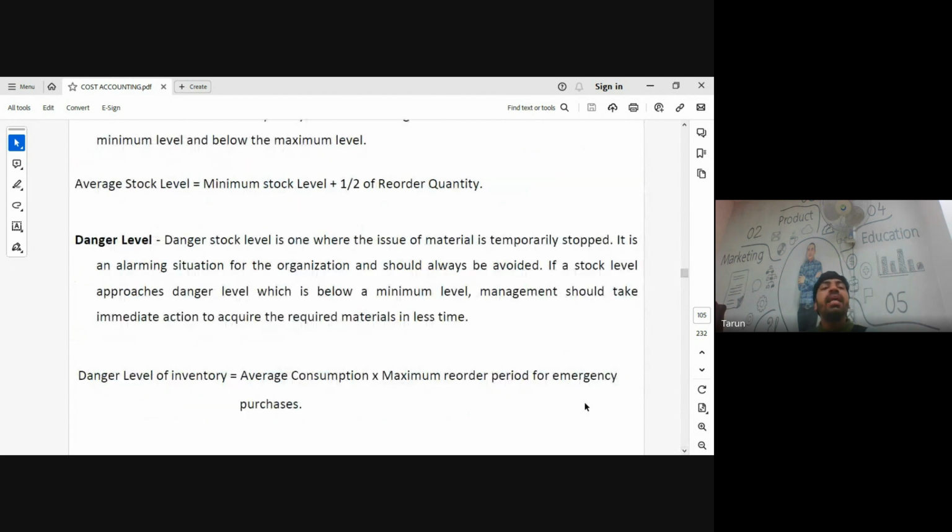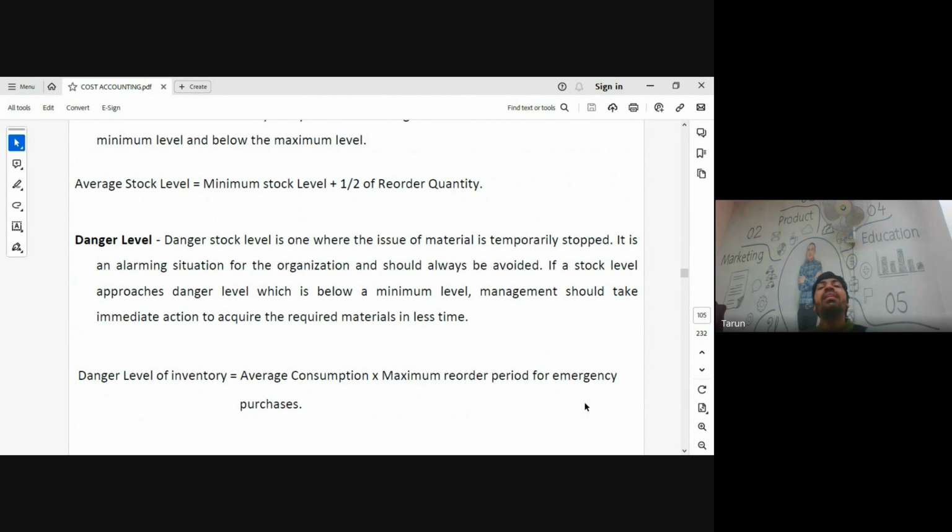Now we come to the next level, the danger level. Danger stock level is one where the issue of material is temporarily closed. If everything is closed, it is a danger level. So it is an alarm situation for the organization and it cannot be neglected. If the stock level approaches the danger level, which is below the minimum level, management should take immediate action to acquire the accurate materials in less time. If that happens, then the danger level exists in an organization.